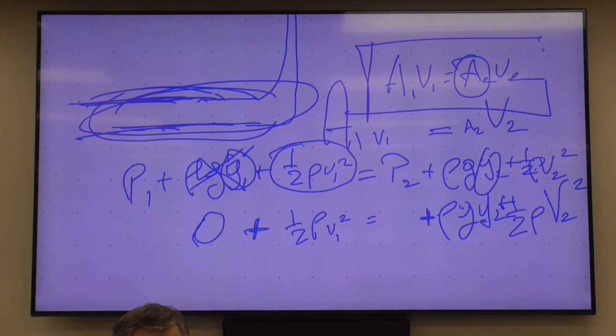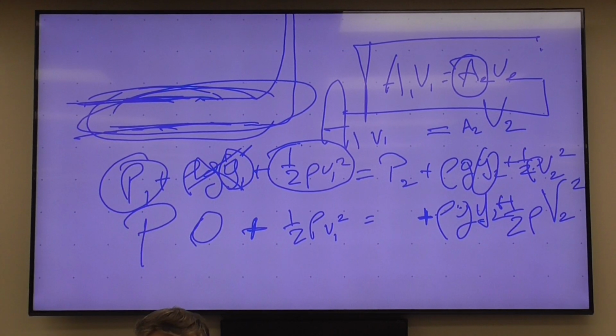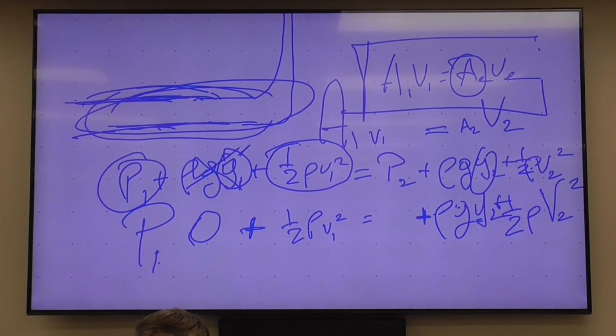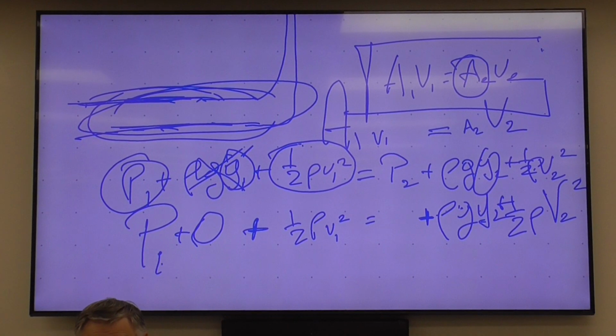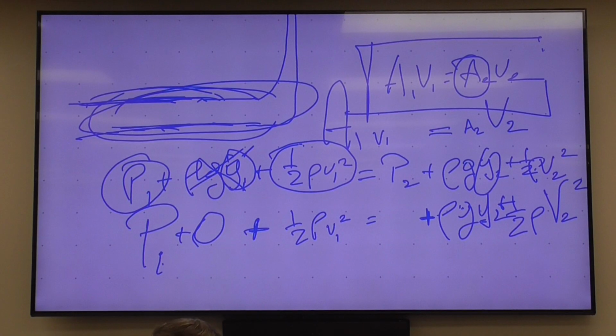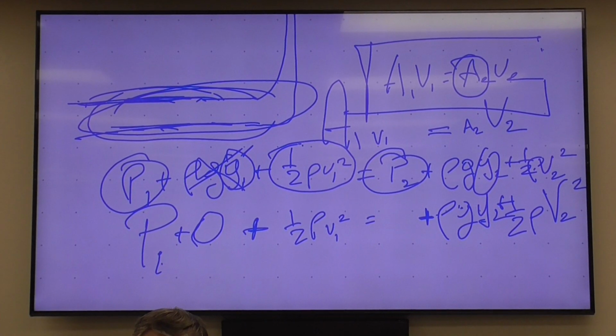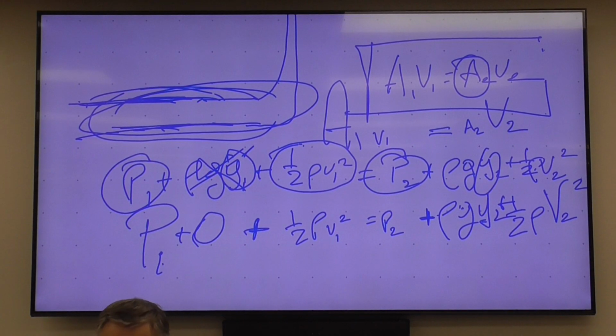Something's got to be big. How about the pressure? Sure, pressure. It's got to be huge. Pressure 1, right? But then what's going to be the pressure coming out on that side? Smaller. It's going to be less.